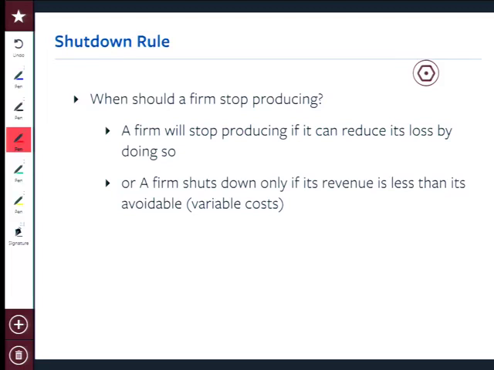So when should a firm stop producing? We're going to call this the shutdown rule. The shutdown rule is pretty simple. A firm should stop producing if it can reduce its loss by doing so. So if a firm loses more money by shutting down than producing, it shouldn't shut down. If the firm loses more money producing than it does shutting down, it should shut down.